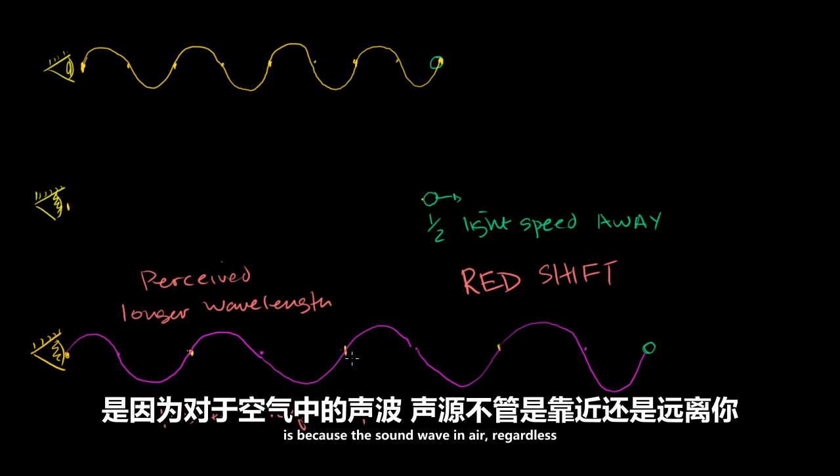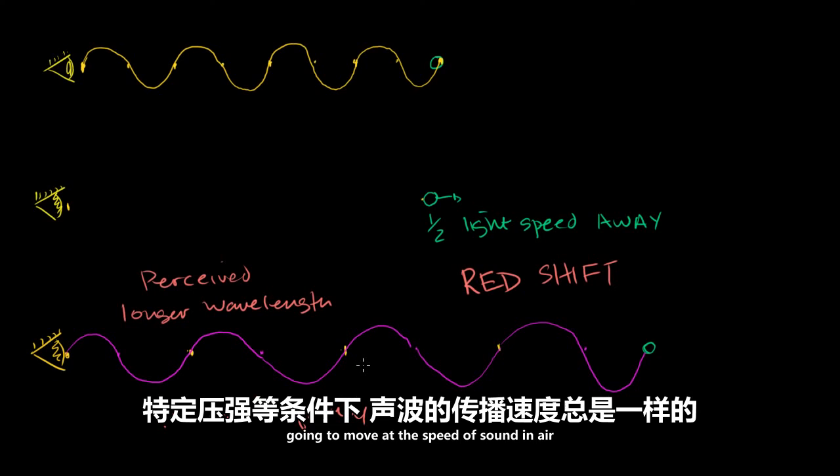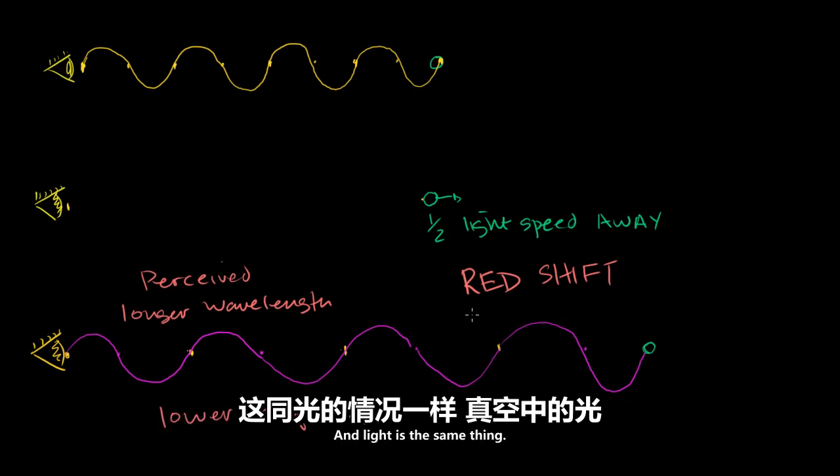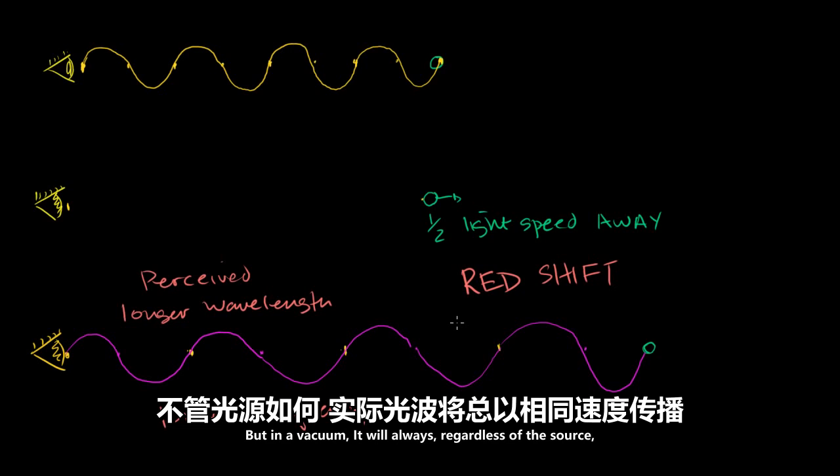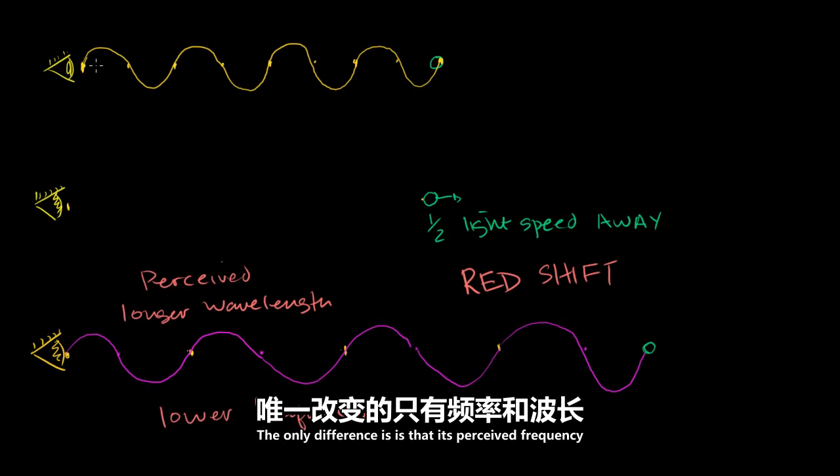The reason the Doppler effect works for light traveling through space and for sound traveling through air is this: a sound wave in air, regardless of whether the source is moving away or towards you, is going to move at the speed of sound in air at a certain pressure. And light is the same thing, but in a vacuum, it will always move, regardless of what the source is doing, at the same velocity. The only difference is that its perceived frequency and wavelength will change.